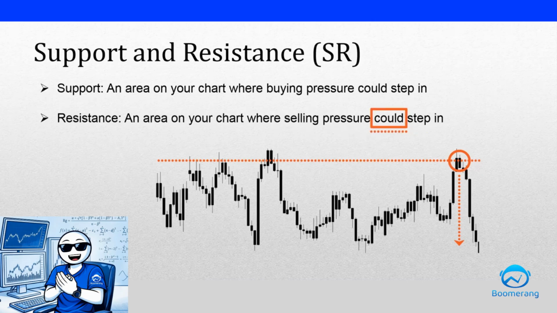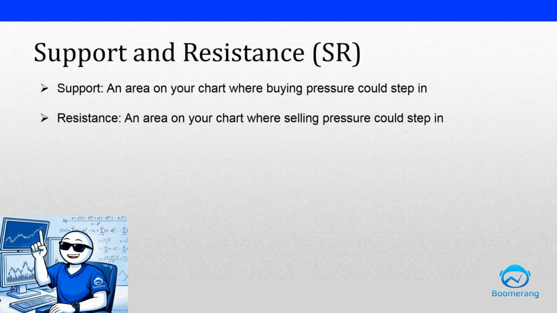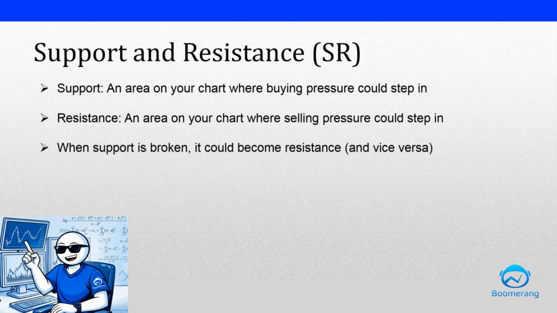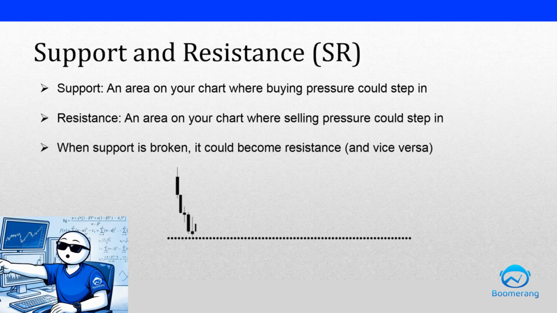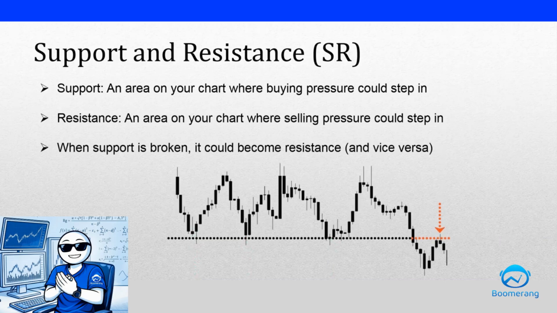So now that you understand what is support and resistance, in essence, support is where buyers could come in and push the price up higher. Resistance is an area on your chart where sellers could come in and push the price down lower. And another thing to add is that when support is broken, it tends to become, or it could become, resistance. So let's say this is support. Previous support could now become resistance, where price could face selling pressure and then continue lower down from here.